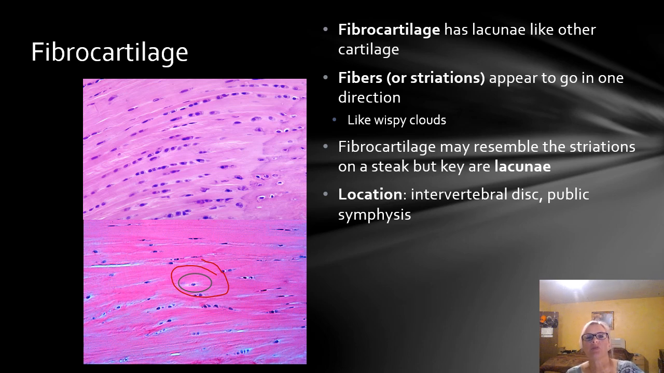Really important, I can't stress enough to recognize the white portion there around the lacuna and the striations, so you don't confuse this with muscle. You're more likely to misidentify it as muscle than one of the other types of cartilage because the chondrocytes and lacunae are so much smaller. You'll find this in areas like the intervertebral disc. Those act as a cushion. Also in the pelvis at the pubic symphysis. This is where you will find it.